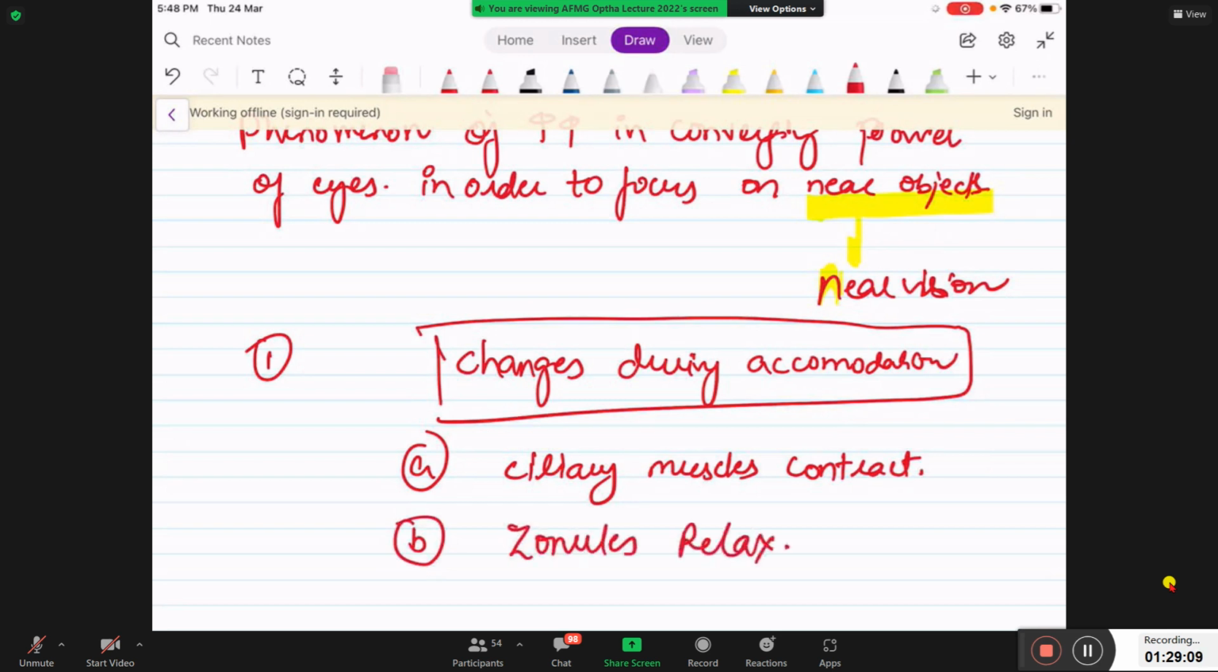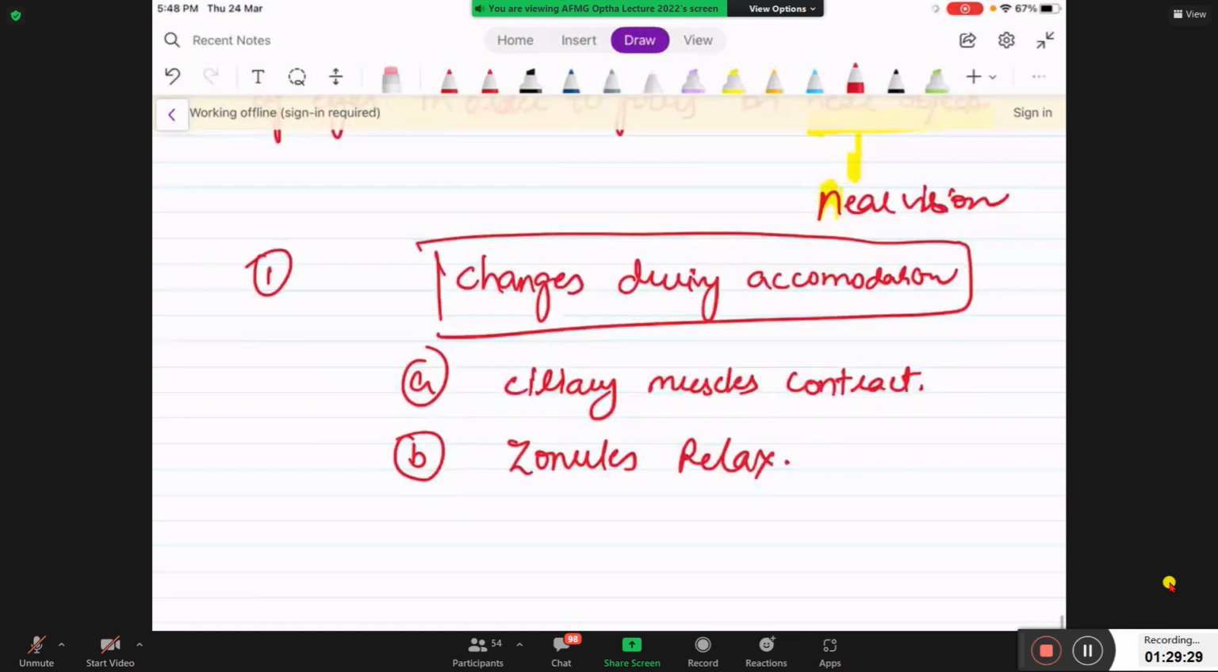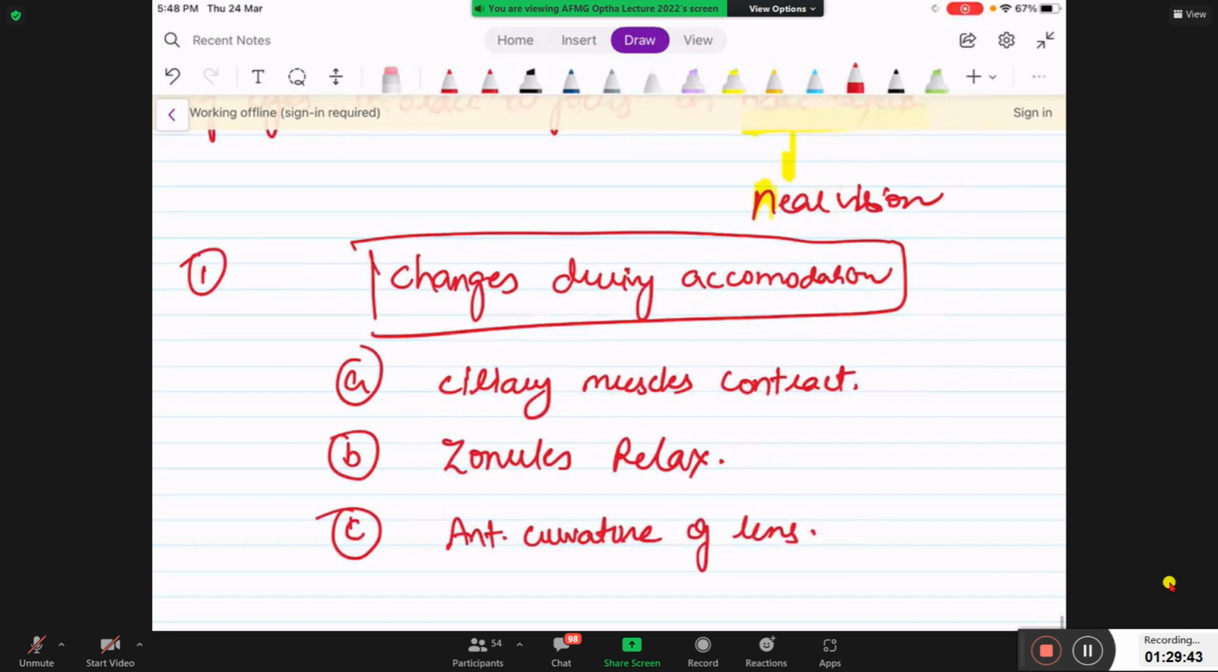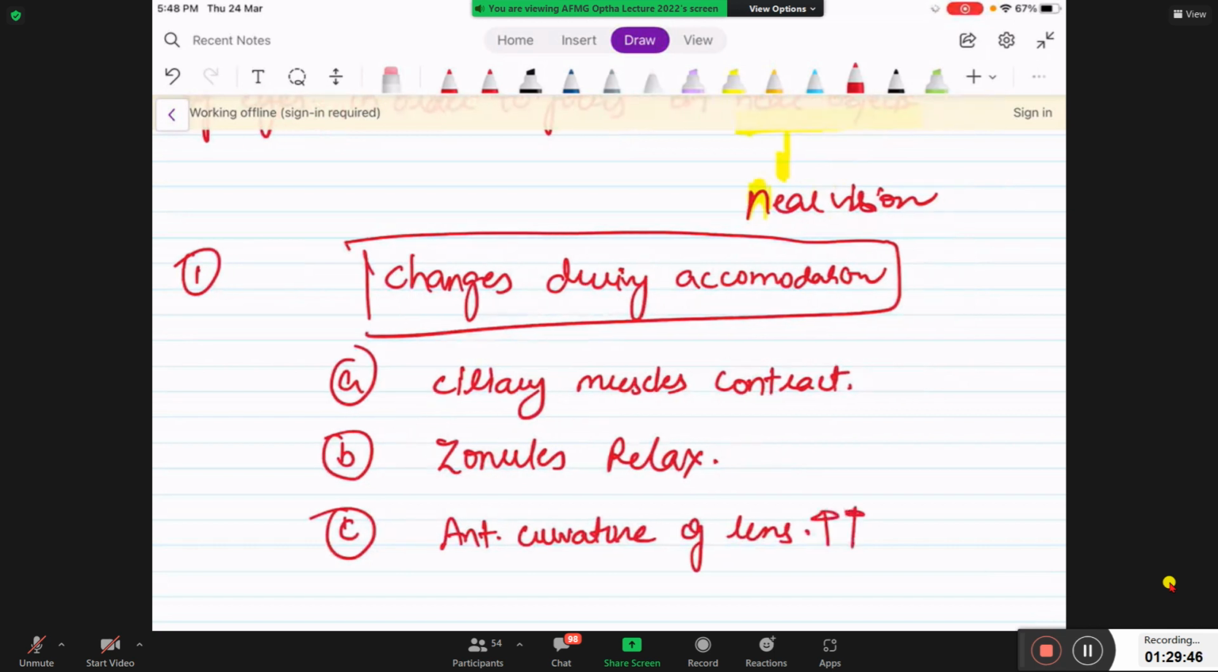Now remember, when the ciliary muscles contract, what will happen? The zonules will relax. Whenever I am focusing on far objects, my zonules will be in a tense state, right? And whenever I am focusing on near objects, my zonules will relax. Because the zonules are in contact with my lens, what will be the changes in the lens? The anterior curvature of the lens, write down, will increase.